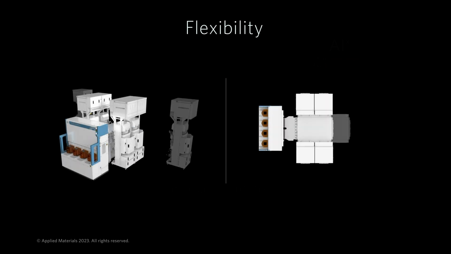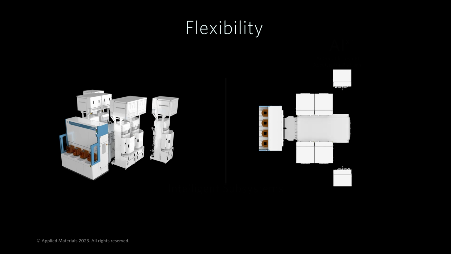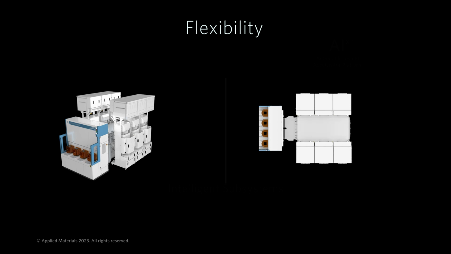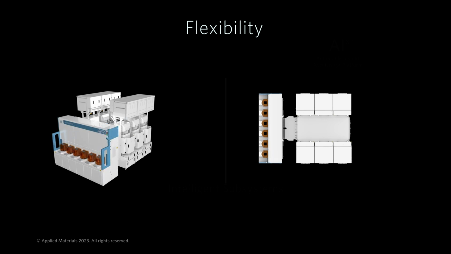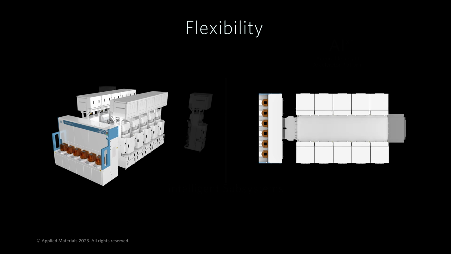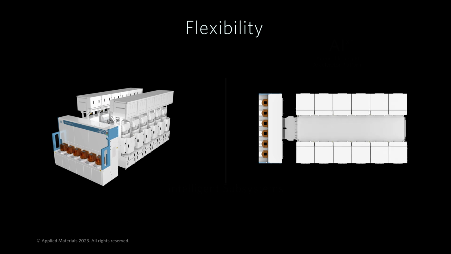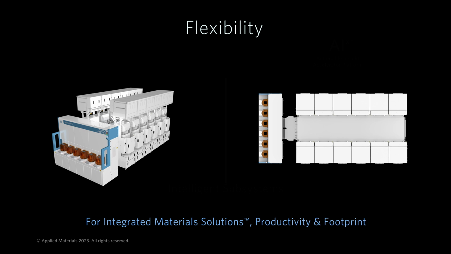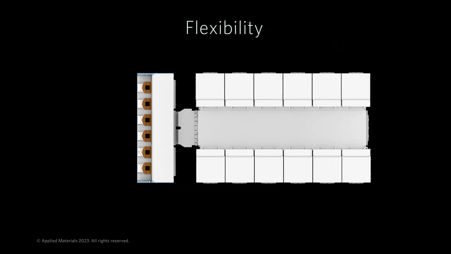Vistara's modular architecture takes flexibility to a new level. Chipmakers can configure Vistara with 4 or 6 load ports. They can choose to combine 4, 6, 8, 10, or even 12 chambers. These options give customers the ultimate in mix and match flexibility for integrated material solutions, productivity, and footprint.